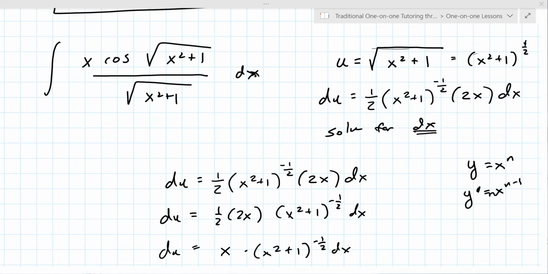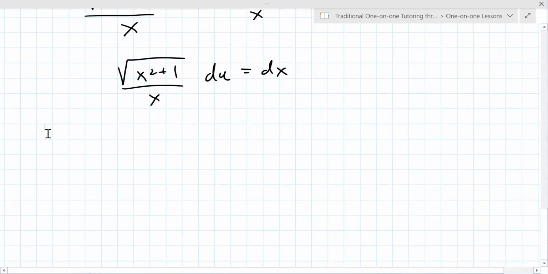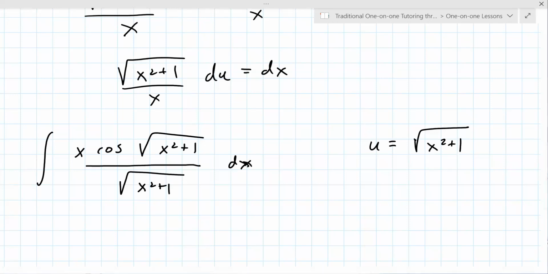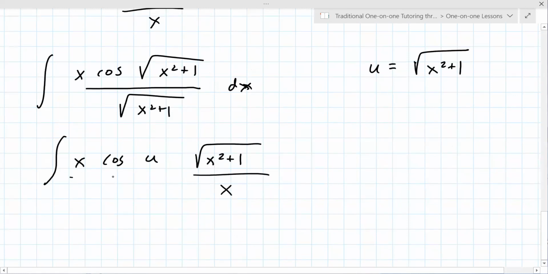Okay, so now we've got to go back to our original problem here. And our u, we'll grab from up above. So here was our original problem. And we said u was the square root of x squared plus 1. So we're going to substitute in now. So it's the integral of x cosine u, and dx comes from up here. It's the square root of x squared plus 1 over x, square root of x squared plus 1.